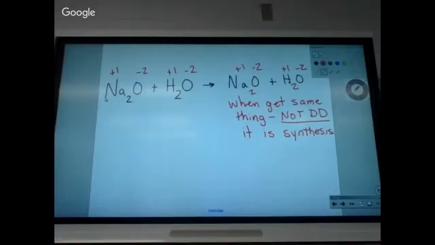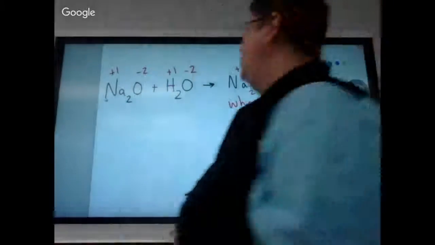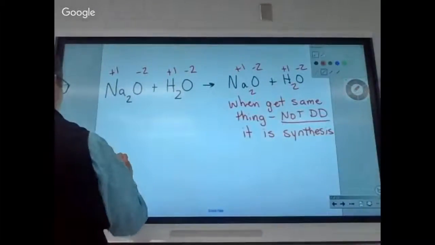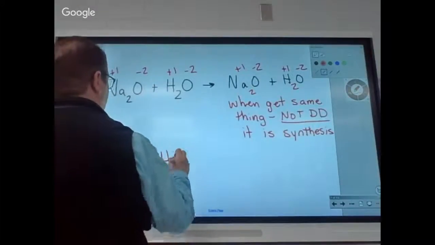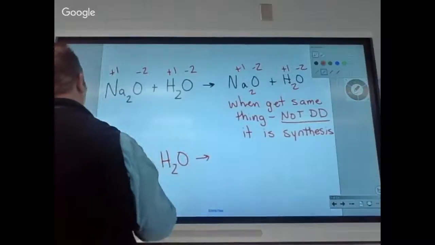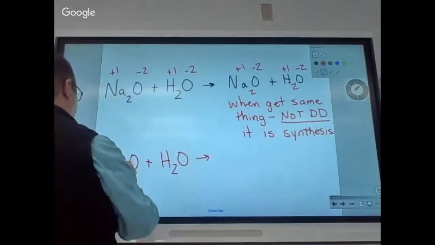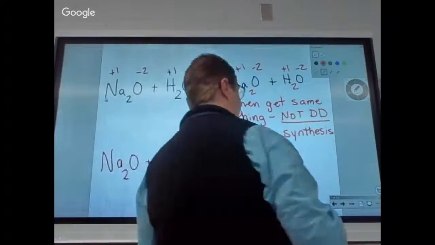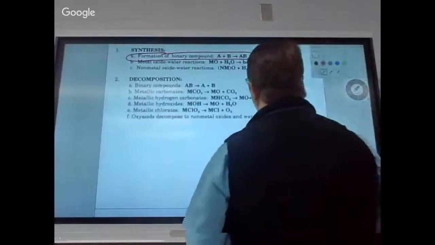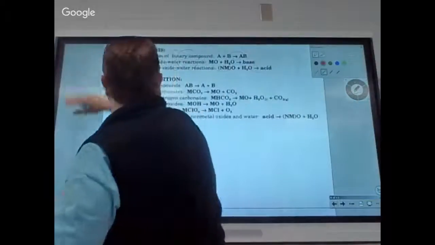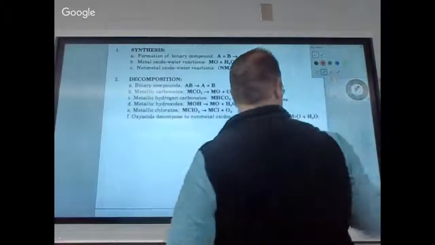Okay, so this is one of the places I let you write on your reference table. So find your reference table. All right, you see where it says base right here?